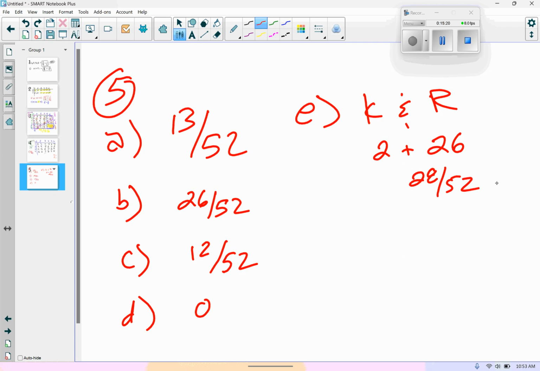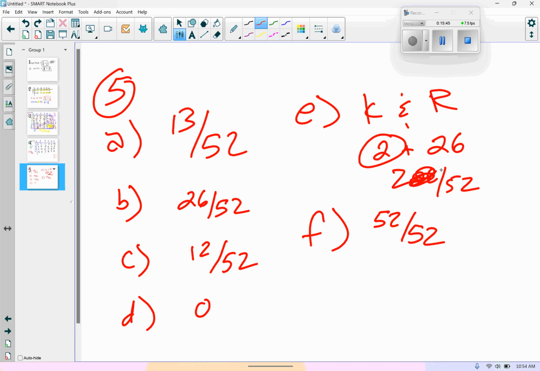Getting a black or a red. 52 out of 52. That's 100% probability you're going to get a black or a red. I think for E it was drawing a king and a red, not a king or a red. Oh, king and red. Yep, that's 2. Thank you. Oh, boy, I tell you. Tuesday mornings, delayed starts, goofy.